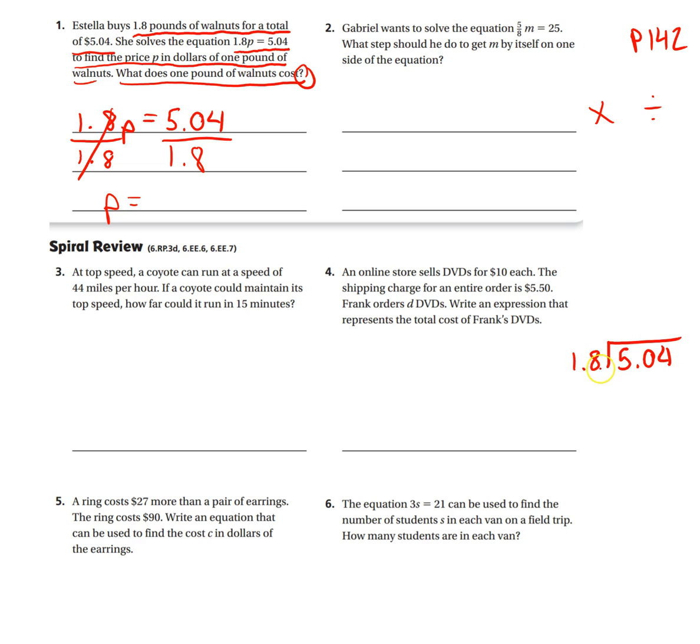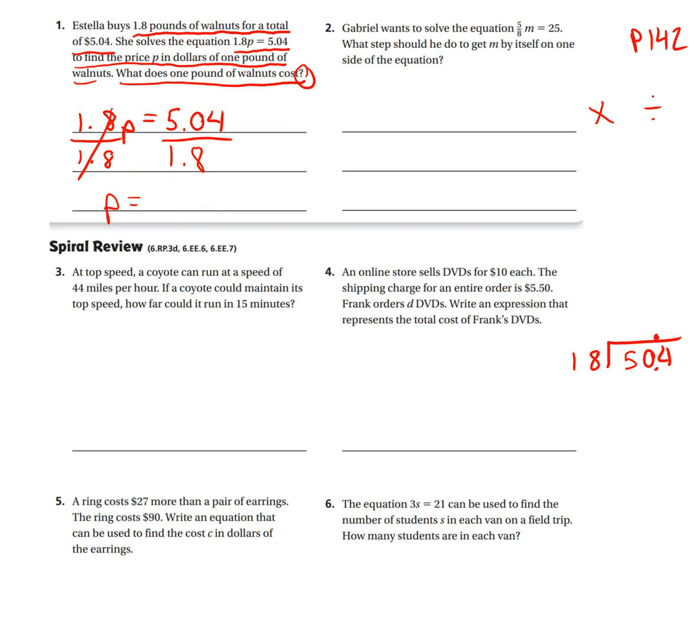Remember, we have to move our decimal over 1 on the outside to get rid of it. So we have to move our decimal over 1 on the inside as well. So this is going to end up being 50.4. And then now you can bring your decimal straight up, and I'll let you do that division, 18 into 50.4, to find out what p equals.